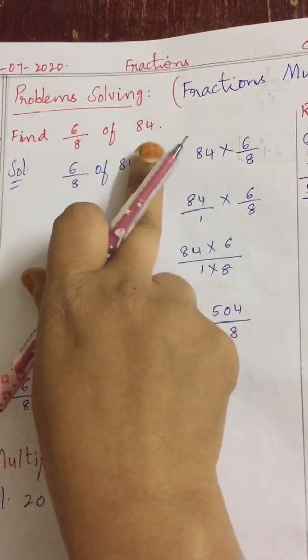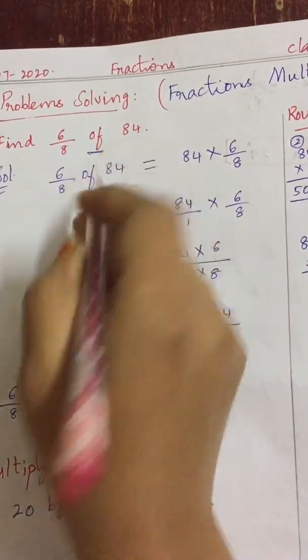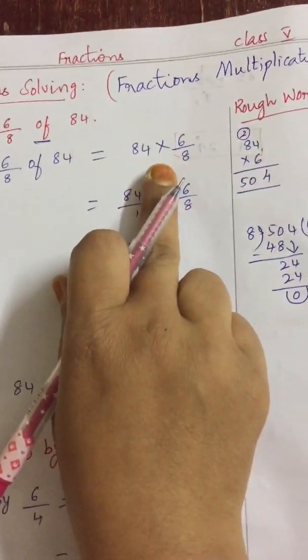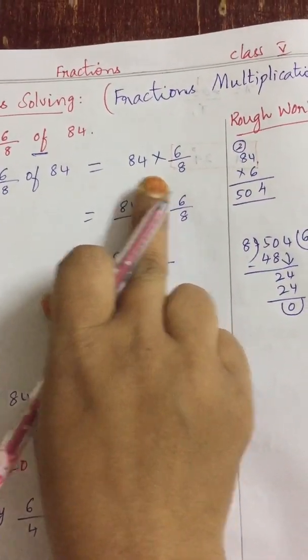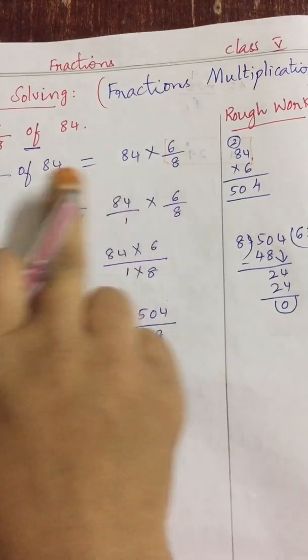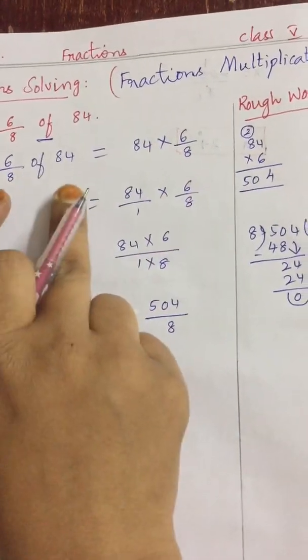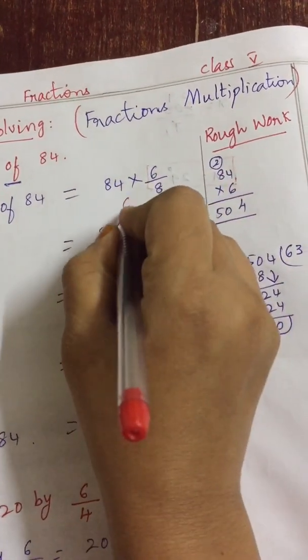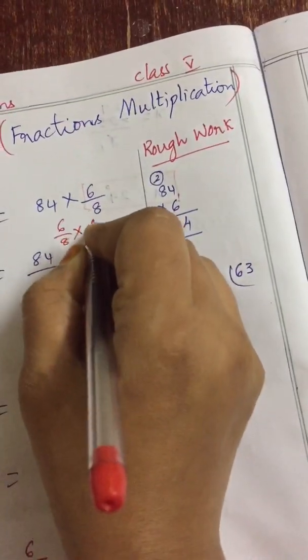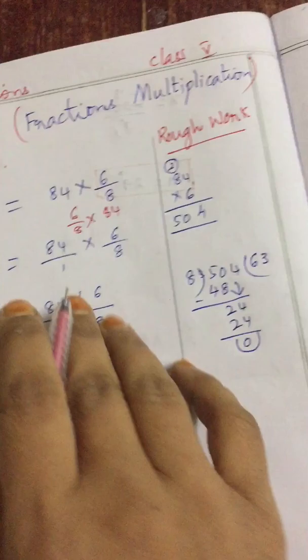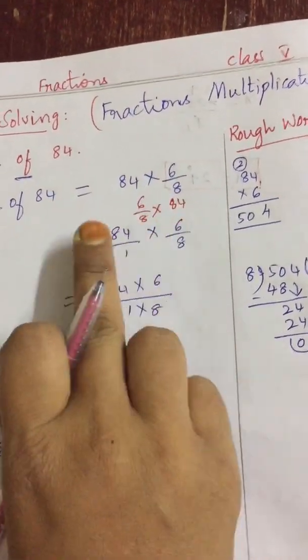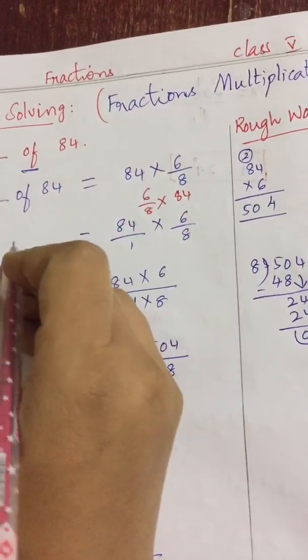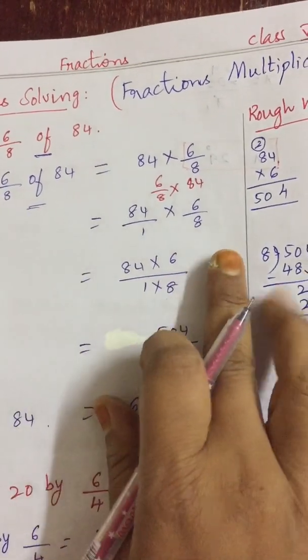6 by 8 of 84 is nothing but, when we mention "of", that is nothing but multiplication in maths. Remember, always "of" means multiplication. You can write 84 into 6 by 8, or you can write 6 by 8 into 84 also, no problem. Just remember, "of" means multiplication here.